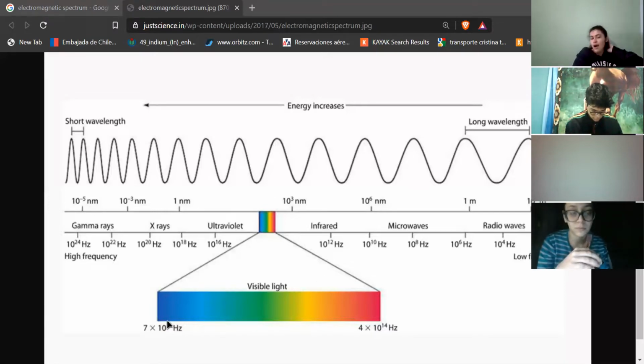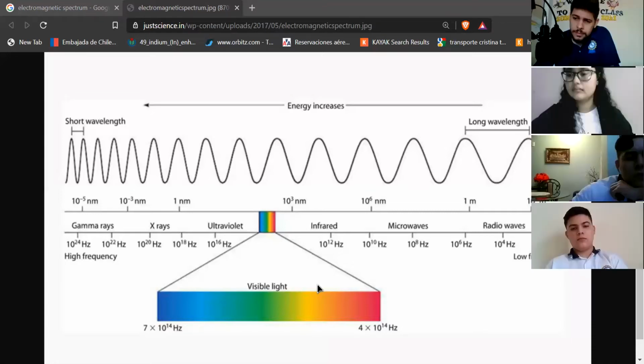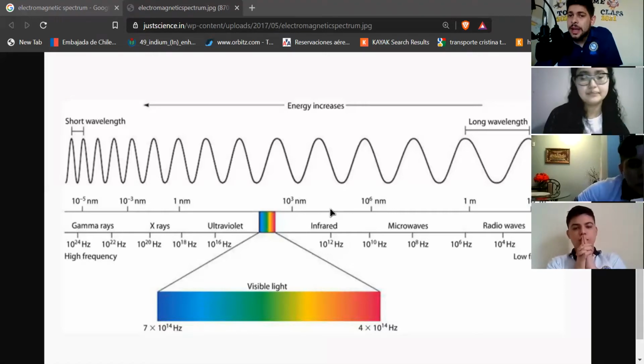So look at the frequency of light. The frequency of red light is 4 × 10^14 hertz, and the frequency of violet, no sé por qué se ve azul acá, but it's violet, is 7 × 10^14. Which one has a higher frequency? La violeta. Very good. Violet light. Exacto, Francesca. Exactamente, buena referencia.